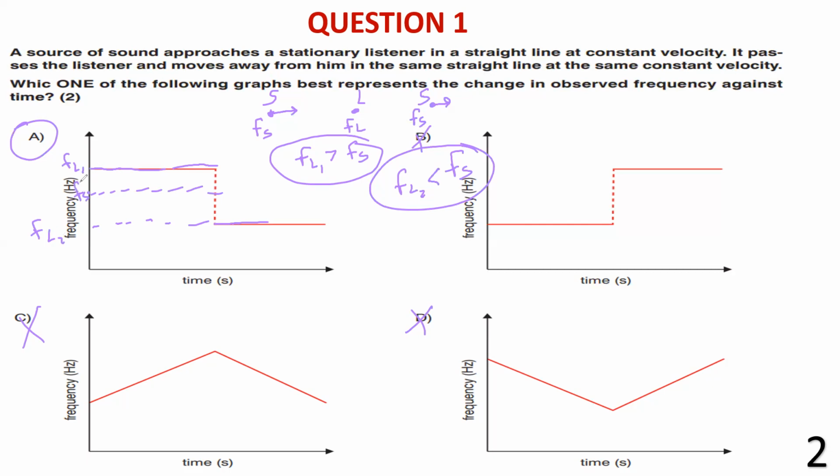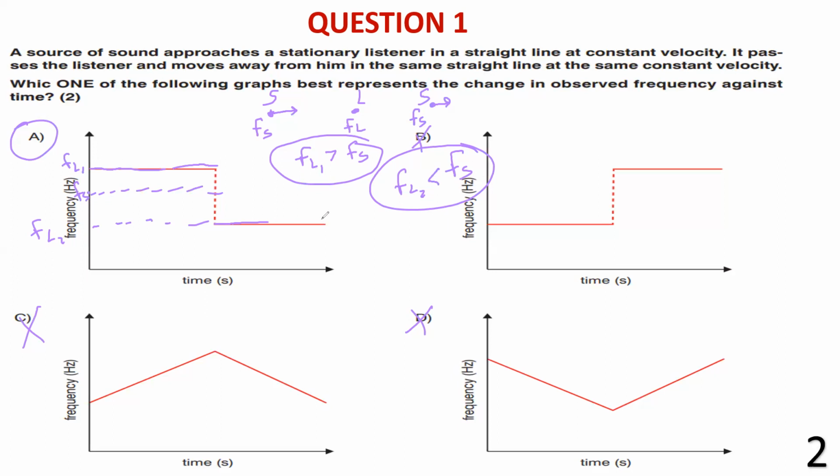As you see, FL1 is more than Fs, the frequency of the source of sound, and then FL2 is less than that. So if it is coming closer, please remember the frequency is higher than the normal frequency. And if it's going away, it is less than the normal frequency.